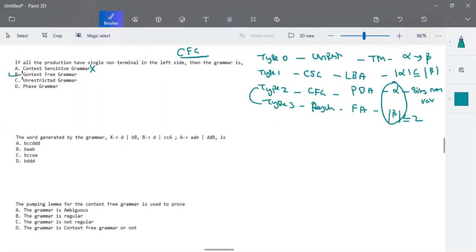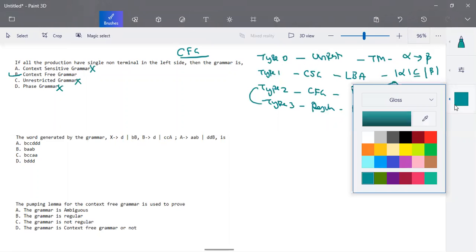And we have to check out the remaining things too. Unrestricted grammar, no, in unrestricted grammar, there is no restriction for alpha or beta. It might be anything and any length. So this also doesn't fit. And the last one is phrase grammar. Actually, phrase grammar is nothing but normal English grammar. So this will never come under our category at all. So the answer for this question is context-free grammar.